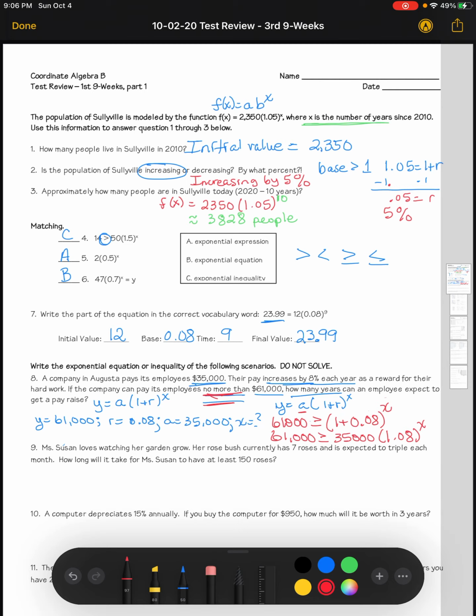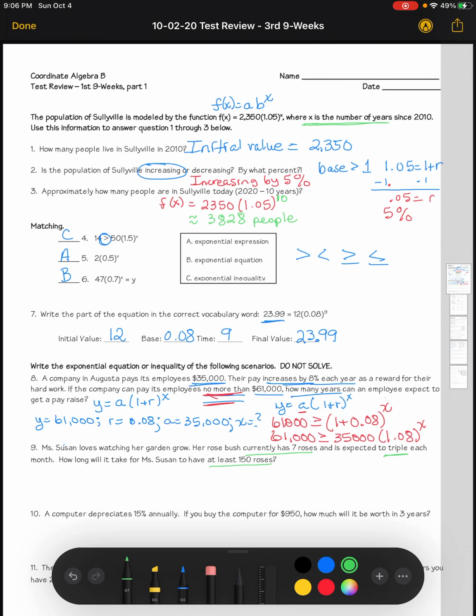Moving on to number 9. Susan loves watching her garden grow. Her rose bush currently has 7 roses. Sounds like an initial value if it currently has 7. And it's expected to triple. Currently has 7, expected to triple each month. How long will it take for Miss Susan to have at least 150 roses?